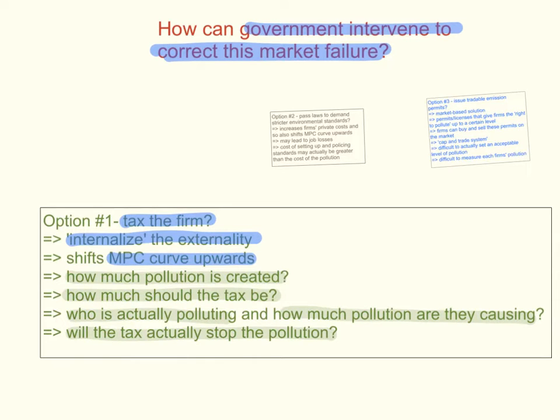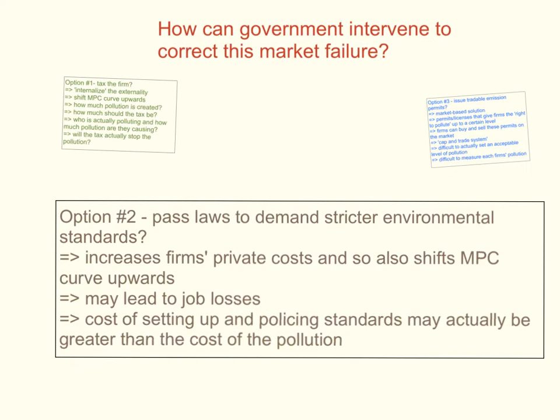But this is one option. Tax the firm, impose an indirect tax on the firm, which shifts the MPC curve upwards and internalizes the externality because it increases the costs of production for the producers. So we've had a look at the first option, which is taxing the firm. Let's have a look at the second option.